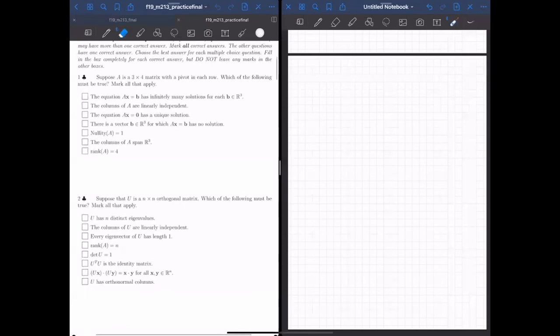Suppose that A is a 3x4 matrix with a pivot in each row. Which of the following must be true? Mark all that apply. Whenever I see a question like this, I like to have a visual in my mind. So it's a 3x4 matrix. I'm told that it has a pivot in each row. So maybe it's something like this, and then who knows what else happens. It doesn't have to look exactly like this. The important thing is that I have a pivot in each row, okay? And I keep track of that fact.